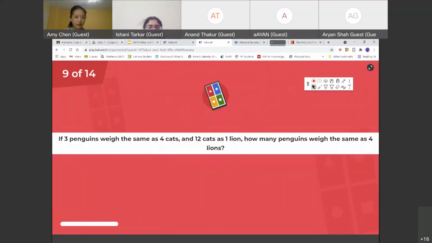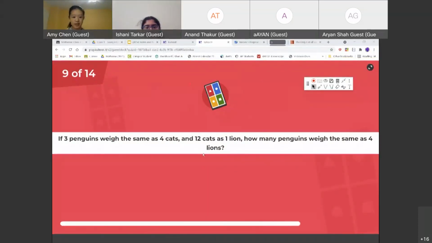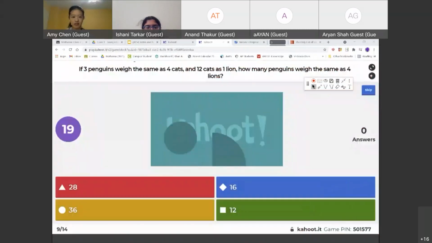Okay. If 3 penguins weigh the same as 4 cats, and 12 cats is the same as 1 lion, then how many penguins weigh the same as 4 lions?